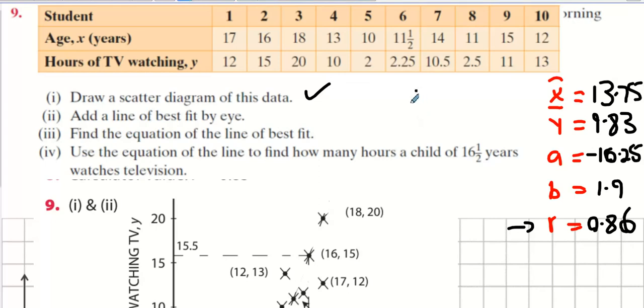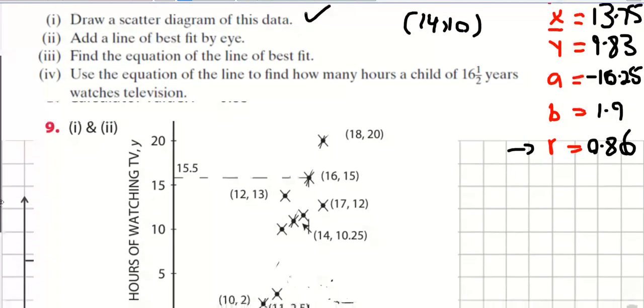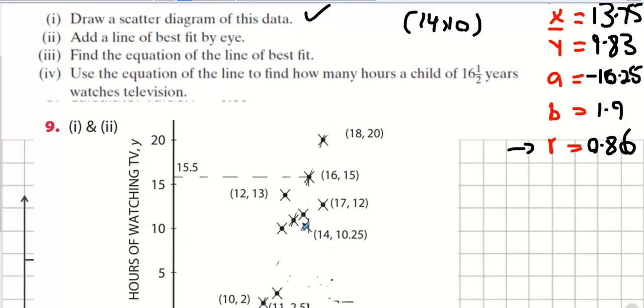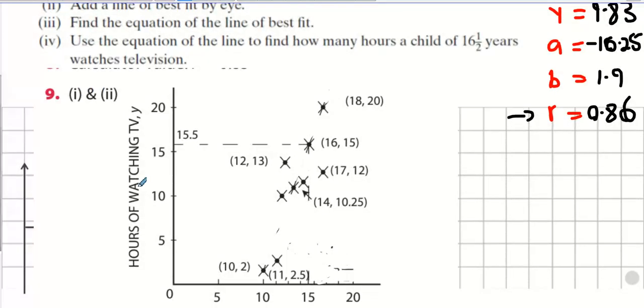Now where would 14 and 10 be located? We have a point very close to it, don't we? 14 and 10.5, which is here. So 14 and 10, we'll just call it just there, yeah? Actually, it's meant to be slightly under. Sorry, slightly under, if anything. Okay, about there.